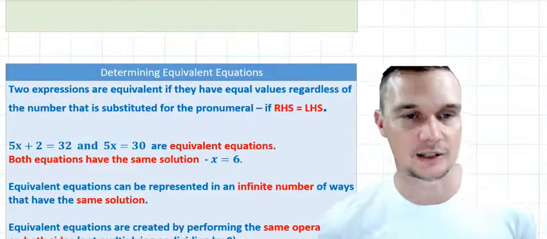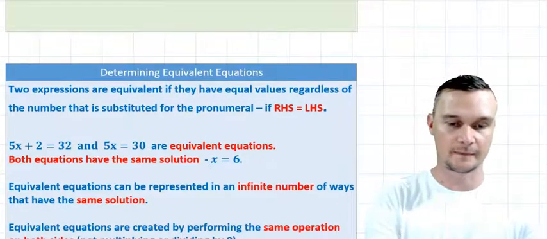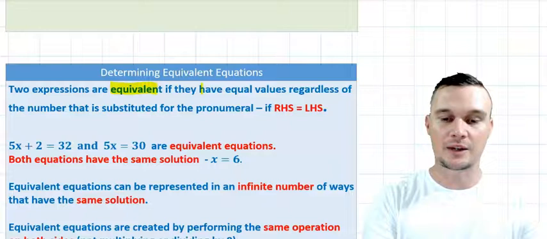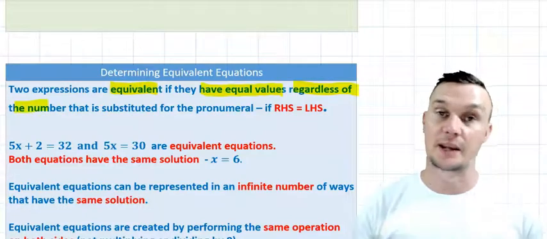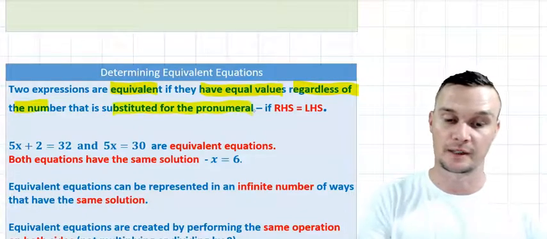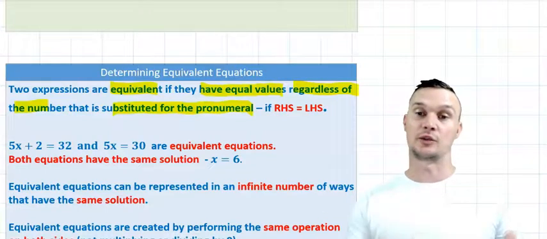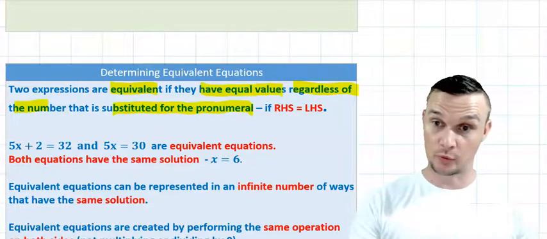The key thing here is that two expressions are equivalent if they have equal values regardless of the number that is substituted for the pronumeral. So if the RHS equals the LHS. An example would be here.